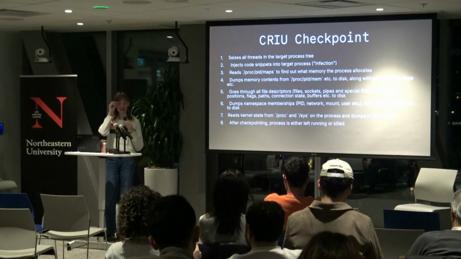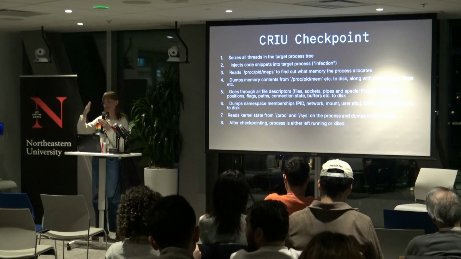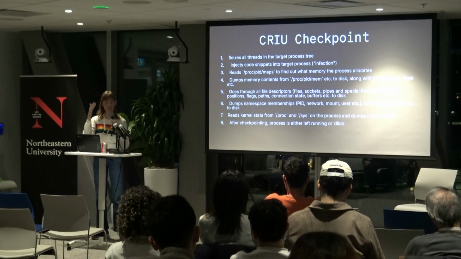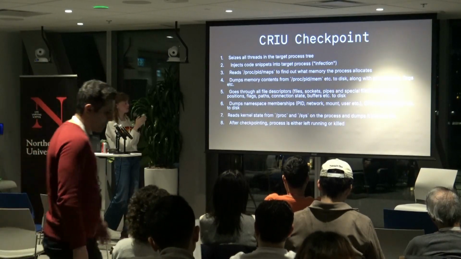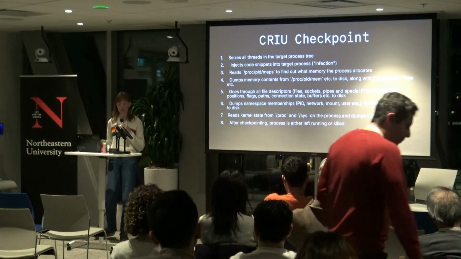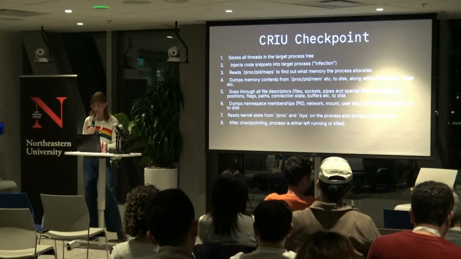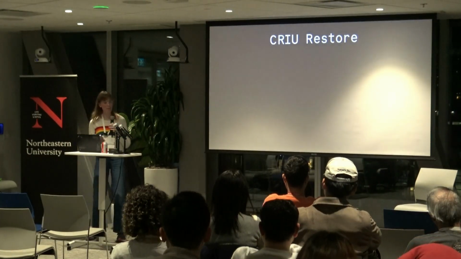After checkpointing, basically you can either leave a process running. That's super useful if you want to create backups of your application in different timeframes. Or you can just simply completely kill it afterwards, which is what you usually want if you scale them to 0. And on restore, it's a very similar approach.